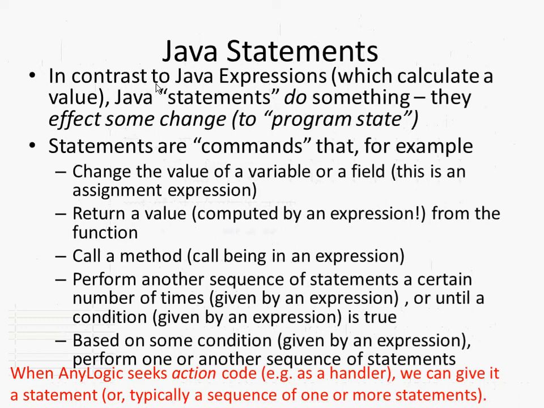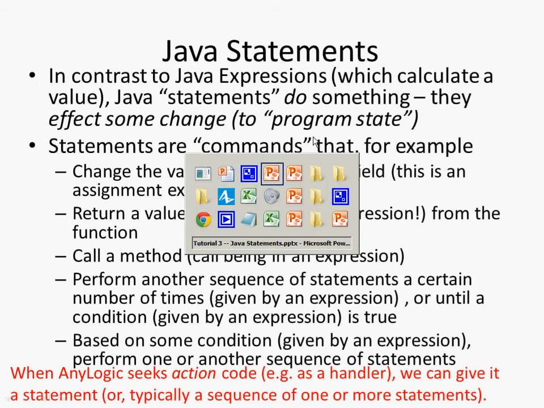So you could tell it, return this value from a function, change the value of a variable, call a method, perform another sequence of statements a certain number of times. Based on some condition, perform one action, otherwise another. Okay? So when AnyLogic seeks action code, this is an important principle. When AnyLogic seeks code for actions, it's seeking statements.